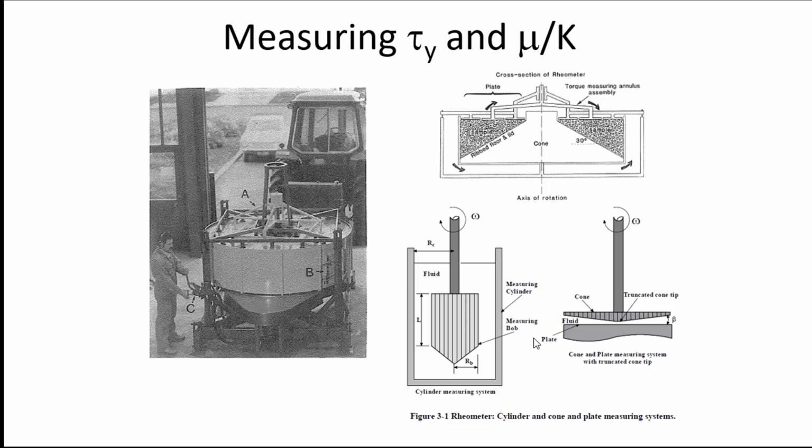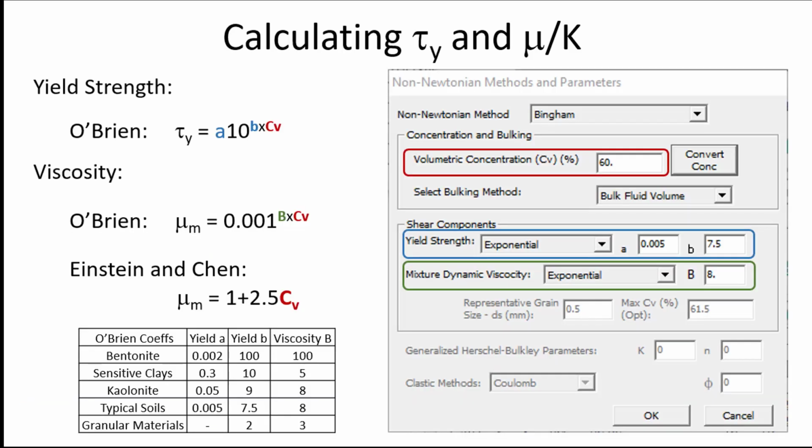You could get one of these machines, and I think in the future we'll be doing more of this, but this is not what people do. There are 2 things that people do. The first one is they use empirical equations. O'Brien has other equations, right? O'Brien's name is all over this because he did a lot of the great early work. And he has equations for both yield strength and viscosity as a function of the volumetric concentration.